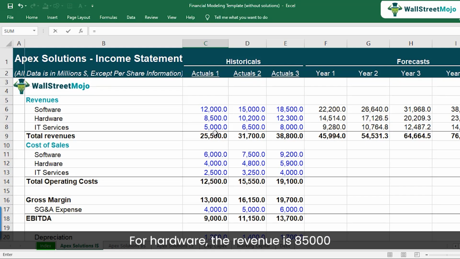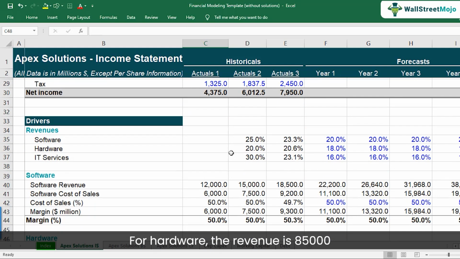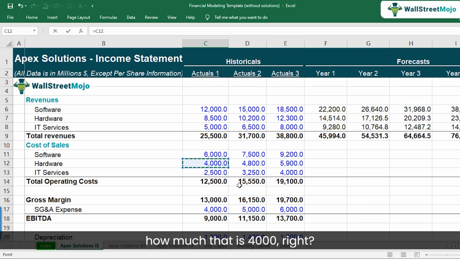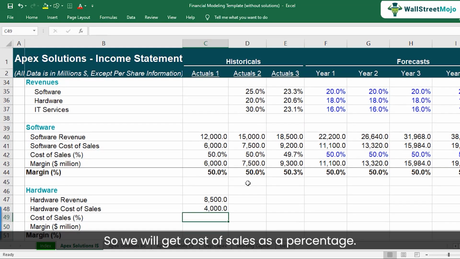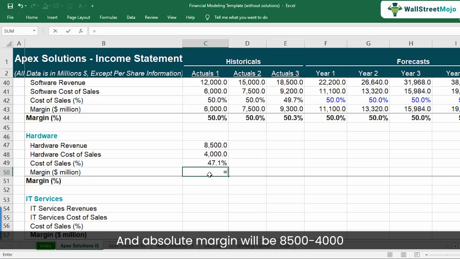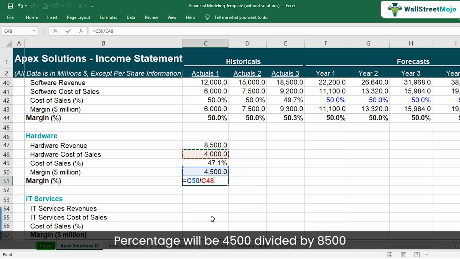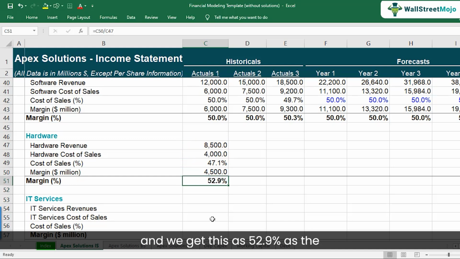For hardware, the revenue is 85,000 and the cost of sales is how much? That is 4,000, right? So we will get cost of sales as a percentage. This will be 4,000 divided by 85,000. Okay, and absolute margin will be 8500 minus 4,000 and it comes out to be 4500. Percentage will be 4500 divided by 8500 and we get this as 52.9% as the segmental margin, okay, for hardware.